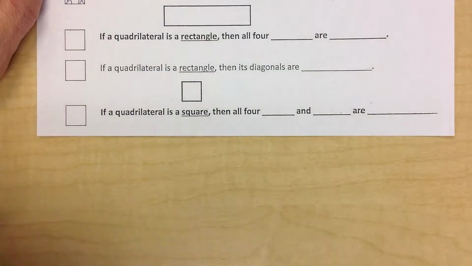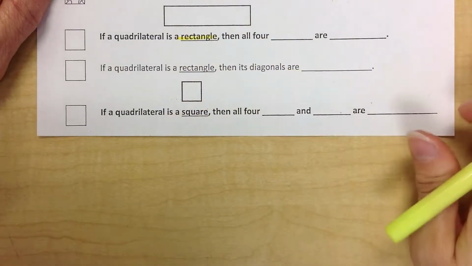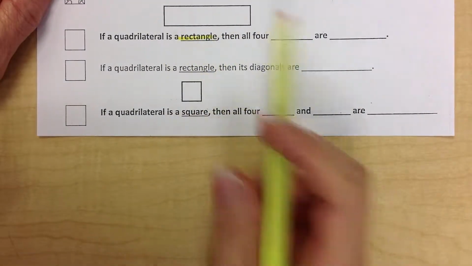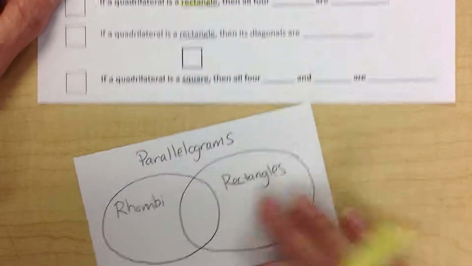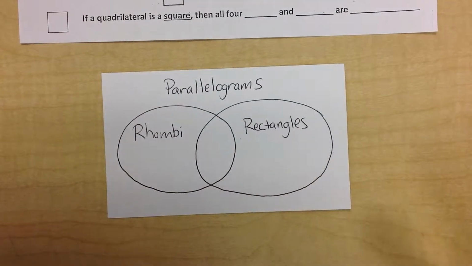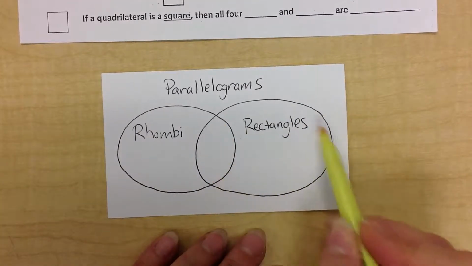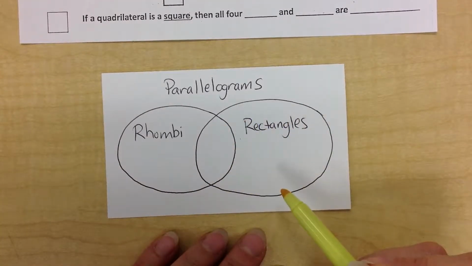Okay, the next special parallelogram that I want to talk about is a rectangle. Most people are very comfortable with that one. This traditionally is what it looks like. I'm going to throw this Venn diagram in front of you again. A rectangle is a subset of parallelograms. So again, if you know something's a rectangle, all rectangles are parallelograms.